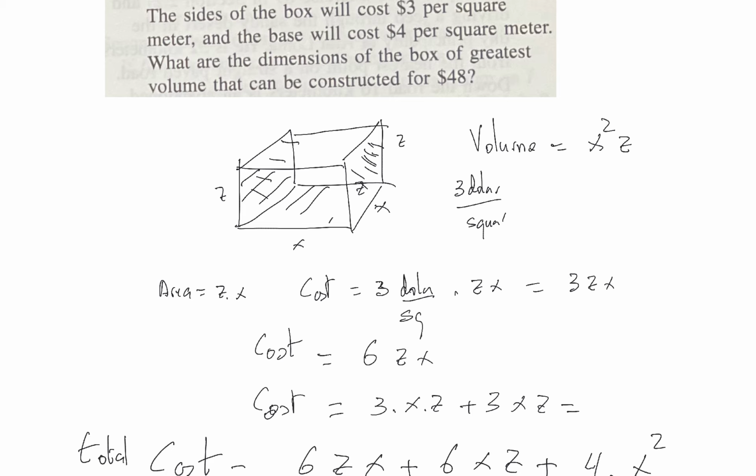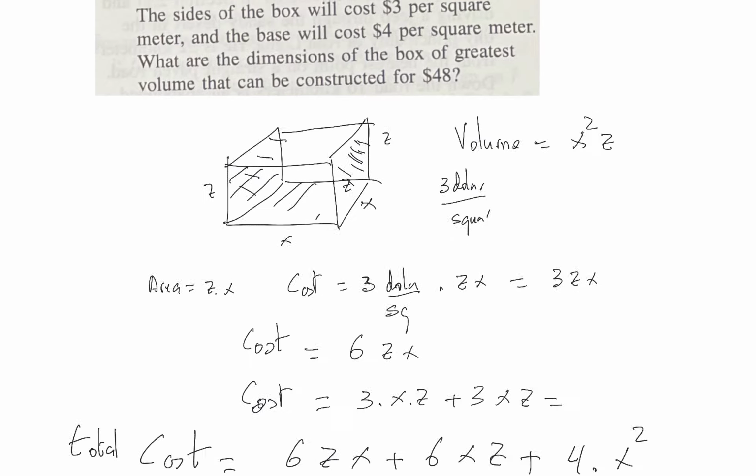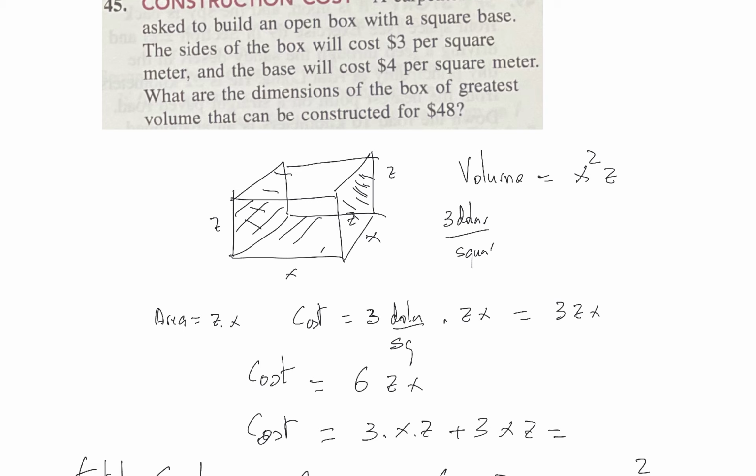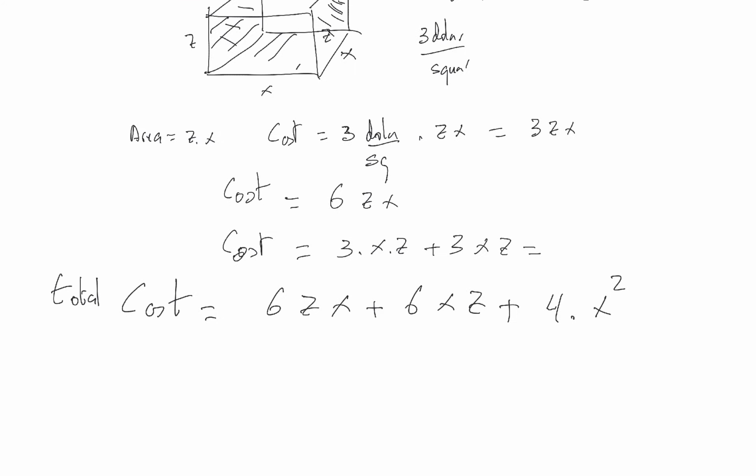And it asks, what are the dimensions of the box? What is the x and the z? What are the dimensions of the box of the greatest volume that can be constructed for $48? So you want the cost to be $48. So this should be $48. And the volume, we said, is x squared by c.